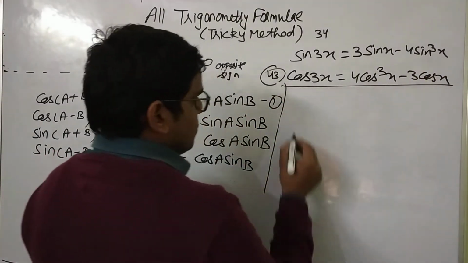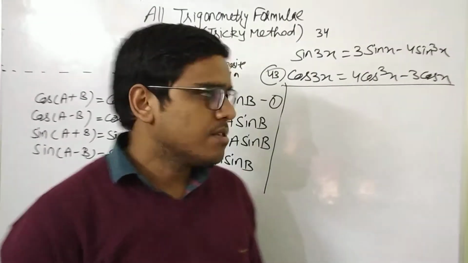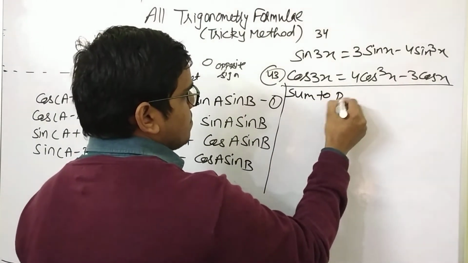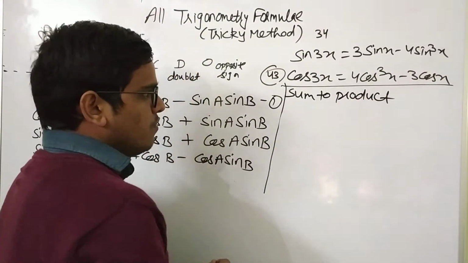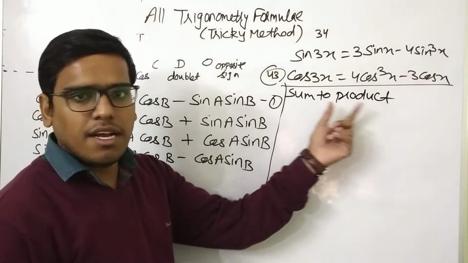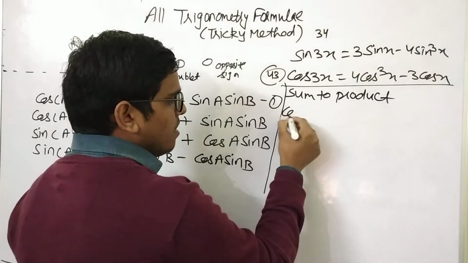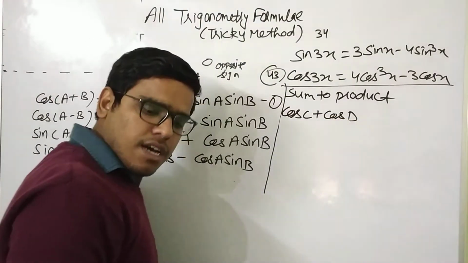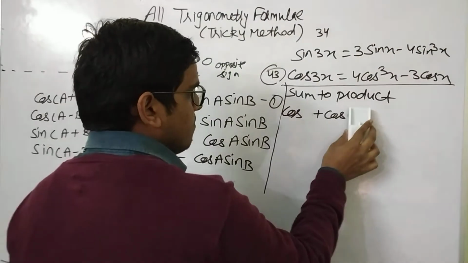Let's proceed. Next form is sum to product. Sum to product means that on the left hand side you will get the sum form, and on the right hand side you will get the product form. There are some formulas in your book that are written with cos C plus cos D, but I am taking A and B here. That doesn't make any difference.